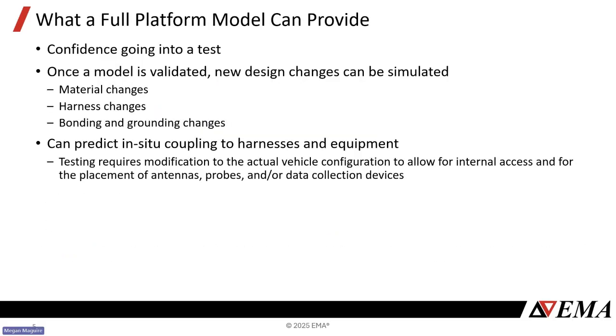So for a full platform, what can it provide? So first off, it can provide confidence going into a test. You have an idea of what to expect, what sort of waveforms that you may see, what sort of levels you might see. And then once you validate a model against testing, you can actually simulate new design changes. So things like material changes, harness changes, changes to bonding and grounding, or even structural changes. And then finally, you can predict in situ coupling to harnesses and equipment.